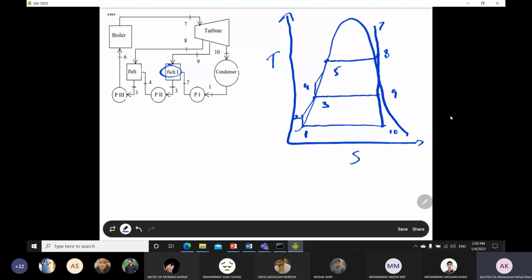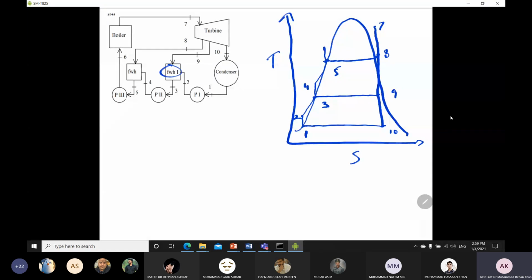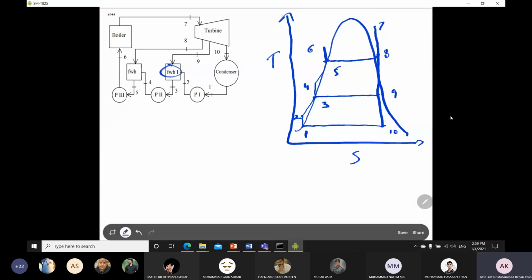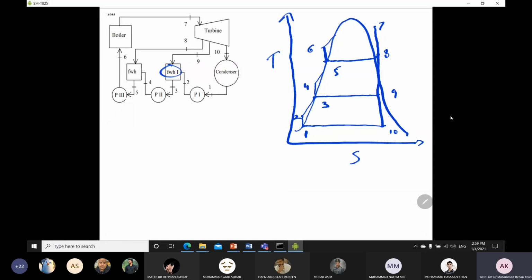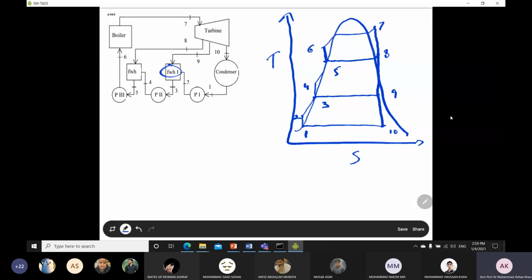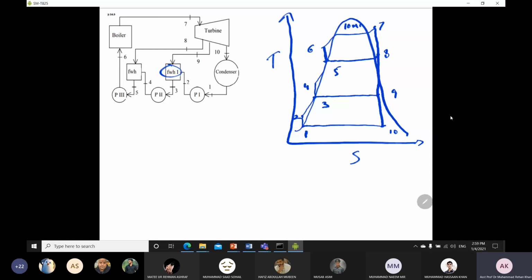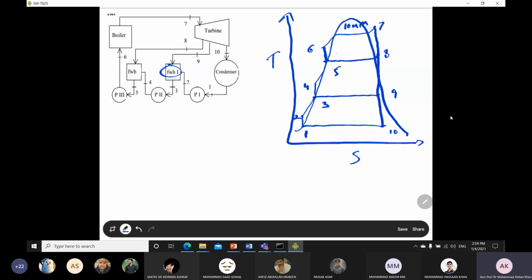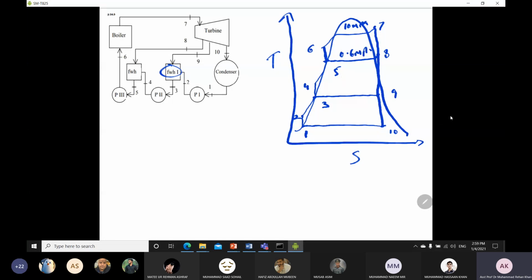Now coming towards points number 5 and 6. Between 5 and 6 again there will be a pump, which is isentropic, and the pressure of this pump is equal to your turbine pressure. Okay, so these are all the processes. This is 10 megapascal, which is mentioned in your question. This is 0.6 megapascal, this is 0.2 megapascal, and this is 5 kilopascal. So this is the TS diagram with two feed water heaters for your regenerative Rankine cycle.